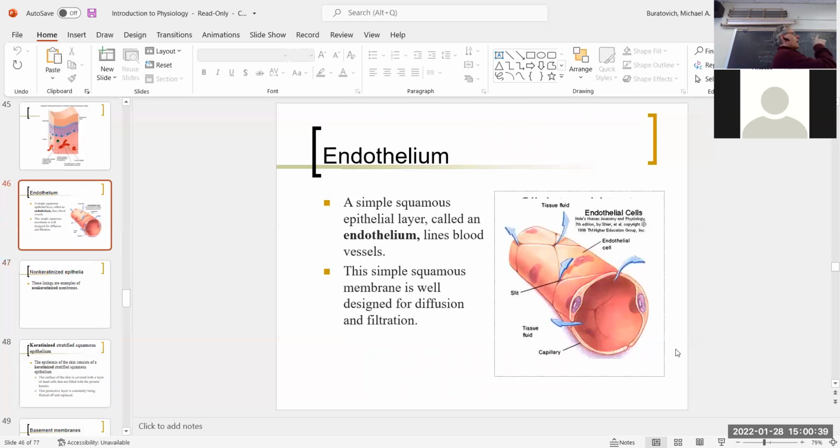The single cell thick vessel also is extremely well designed for the diffusion of gases. The gases, therefore, don't have to diffuse very far. You don't have all these layers to go through. It just diffuses right through these layers very easily. And so capillaries are one of the primary places where gas exchange will occur in tissues. Not to say it doesn't occur in larger vessels, it does, but not nearly as effectively as it does in capillaries.